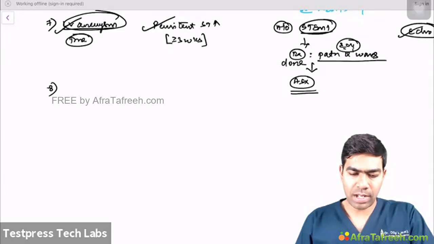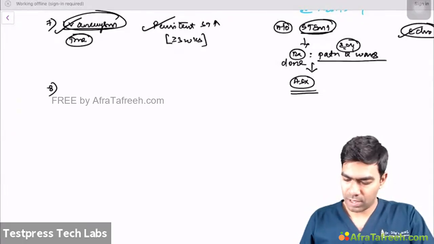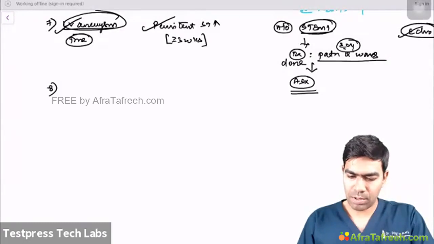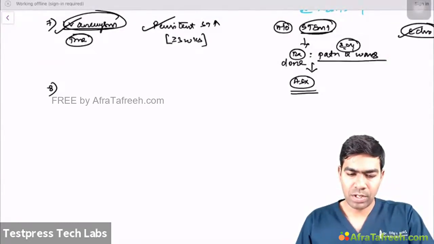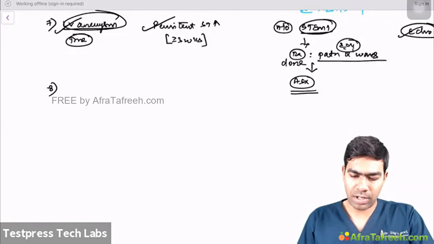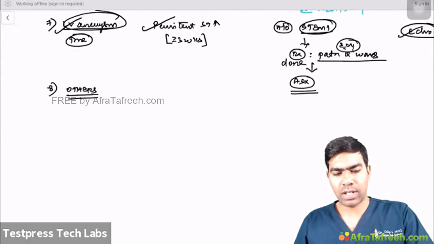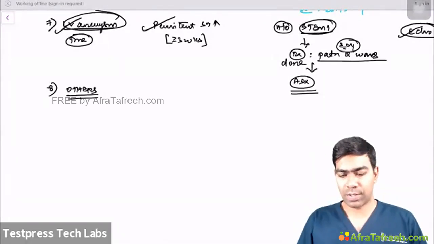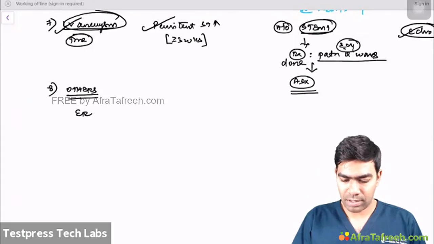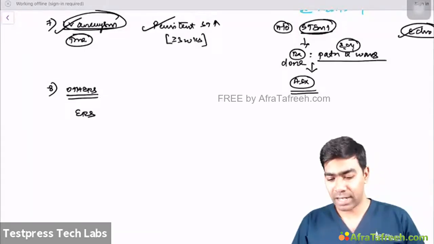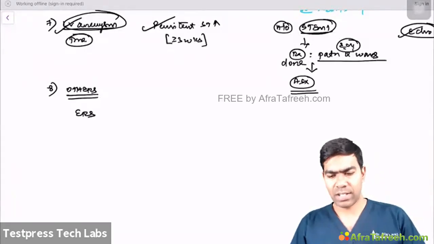And there are multiple other causes also. What other causes do we have that can produce ST elevation? So let us go for the other causes. Now I think we have covered almost everything. So what are the other causes that can produce ST elevation? So we have ERS, early repolarization syndrome, that is benign early repolarization syndrome. So ERS is very simple.